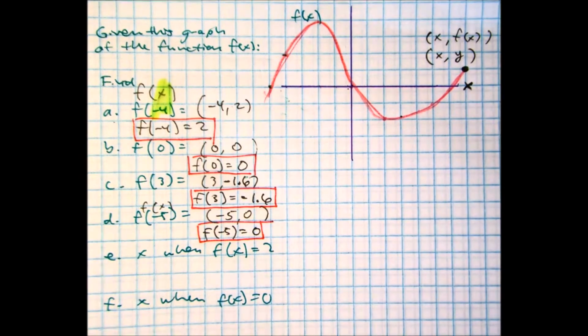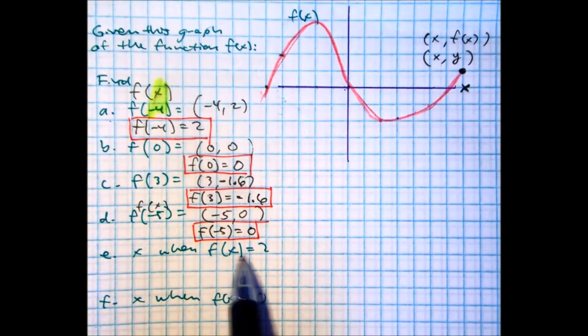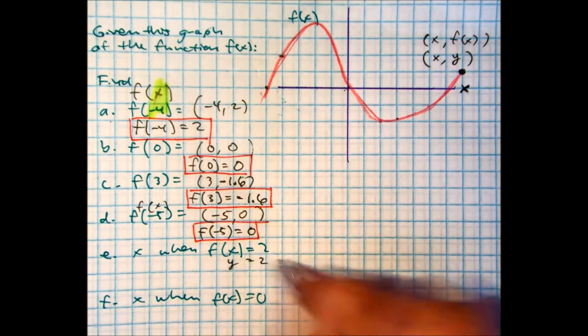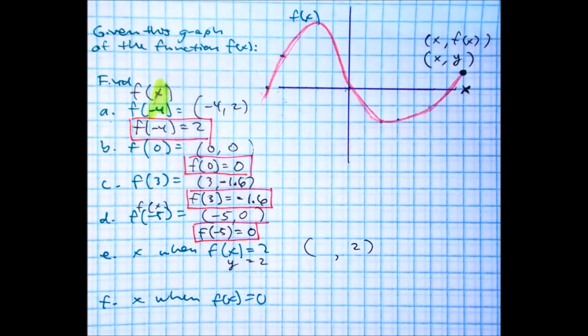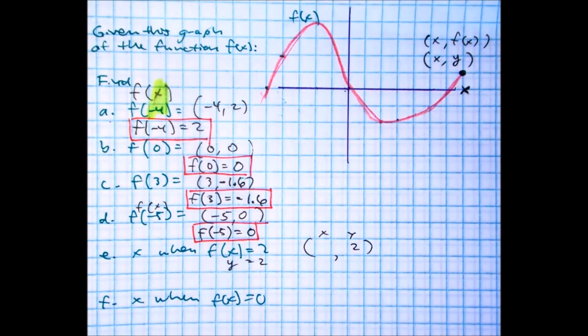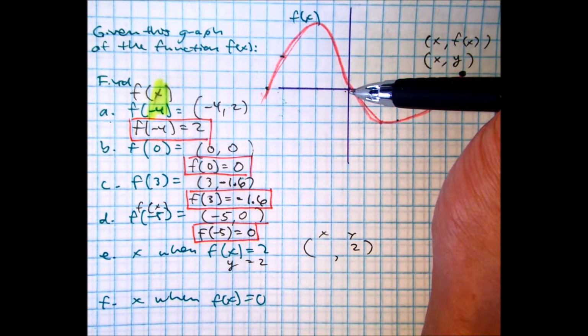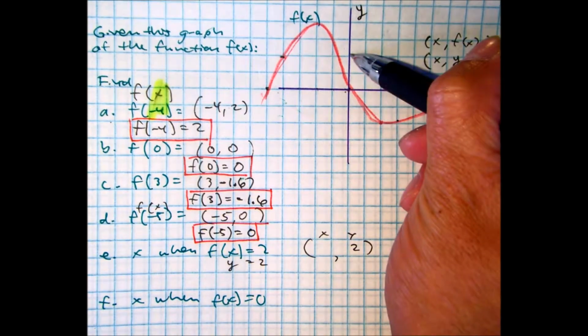Okay, E and F are just doing something different, right? It's saying f of x equals 2. Remember, f of x is just another way of saying y. y is equal to 2. So in your ordered pair, you're saying that the y is 2. So what you're going to do is go on your y-axis to 2.